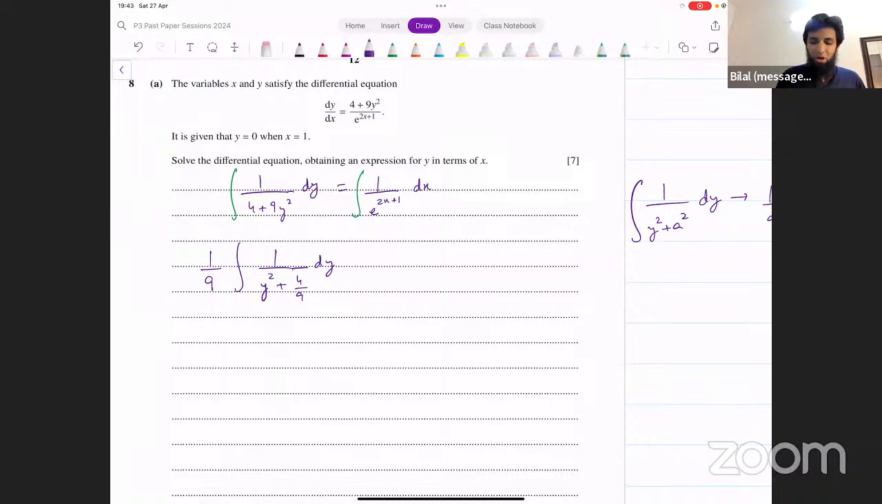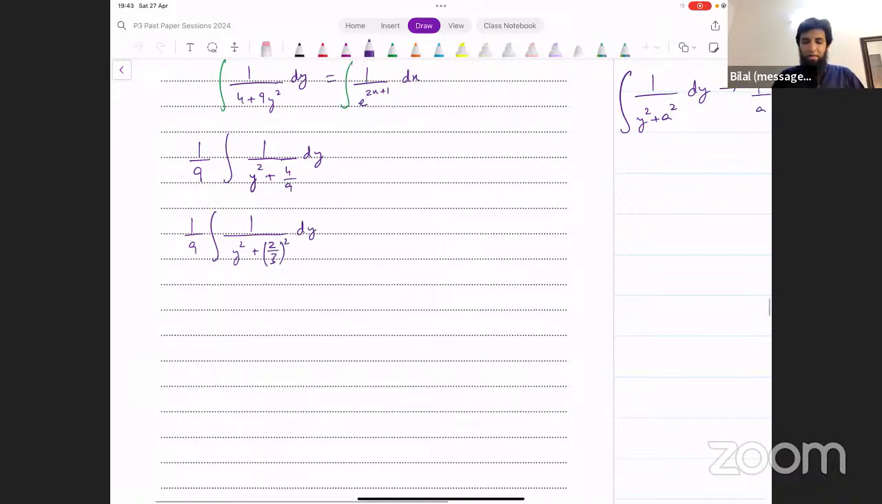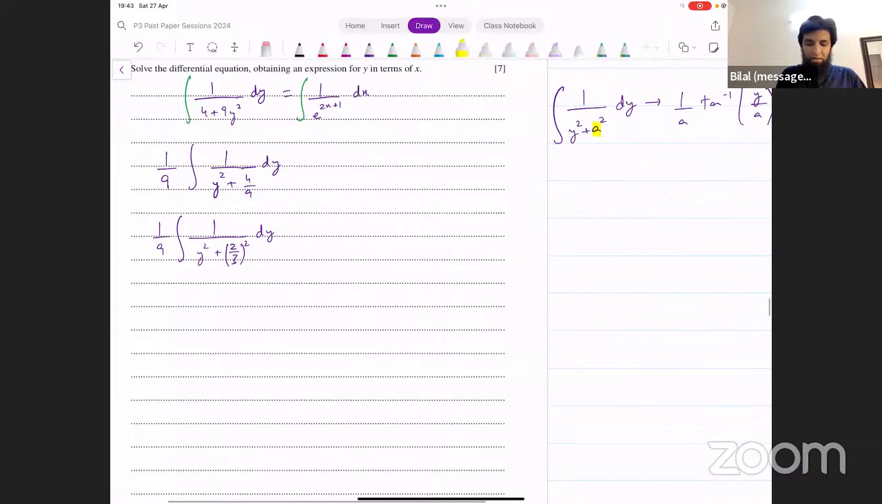Now we need this constant to be in the square form. 4 over 9. How can we write 4 over 9 in square form? We can say this is 1 over y squared. What's the under root of 4? That's 2. Under root of 9 is 3. So we can say this is 2 over 3 squared. Now this is that standard form that we were looking for. In place of a, we have 2 over 3 here.